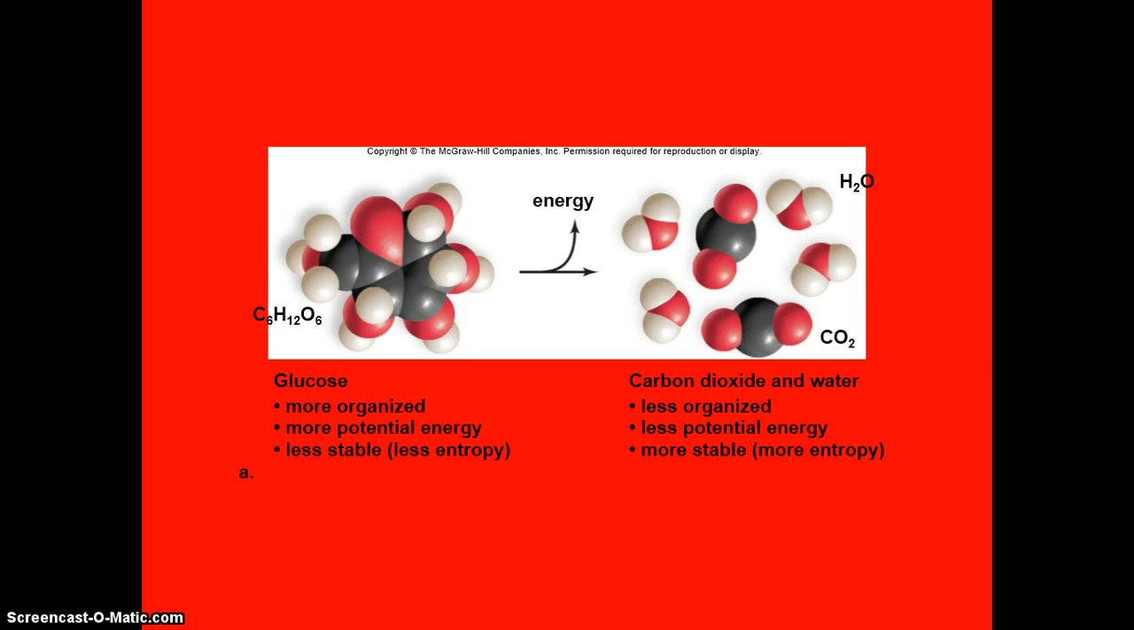This just shows glucose, and energy is given off. Glucose is more organized, it has more potential energy stored in these bonds, and is less stable, with less entropy. When it is broken up and used and forms carbon dioxide and water, energy is given off. The carbon dioxide and water are less organized, there's less potential energy, and they're more stable because they're less organized, so there's more entropy.